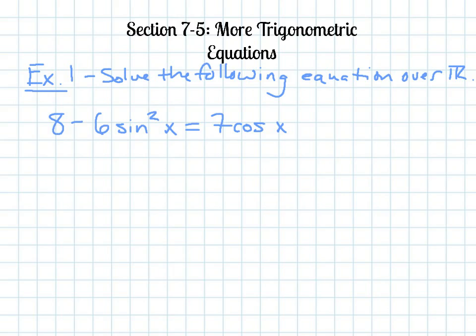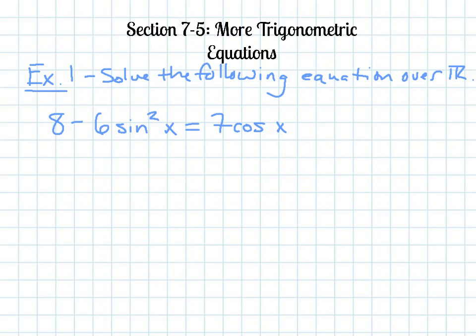So here, now, when you have a problem where it has sine and cosine in it, and there doesn't seem to be anything else that would be able to tie them together, what we want to do is use our trig identities to help us make this easier for us.